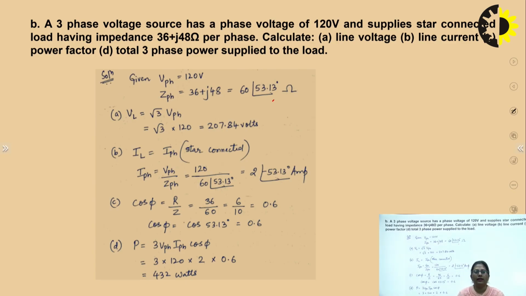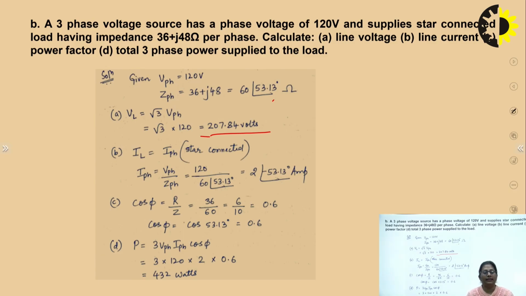Now, first we need to know the line voltage. For a star connected system, the line voltage is equal to √3 times the phase voltage. So √3 times 120, that means the voltage becomes 207.84 volts. So this is our line voltage.